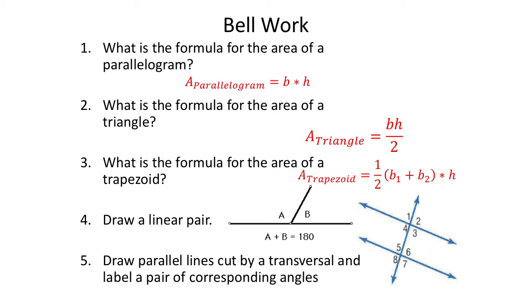So yeah, we got the formulas for parallelogram, triangle, trapezoid, which we went over last time, and then just whatever a linear pair looks like. Yours doesn't have to look exactly like mine on those. And same with number 5 with the parallel lines and the transversal. And yeah, for number 2 and 3, if you wrote that formula differently, that's fine too. But these represent the same thing.